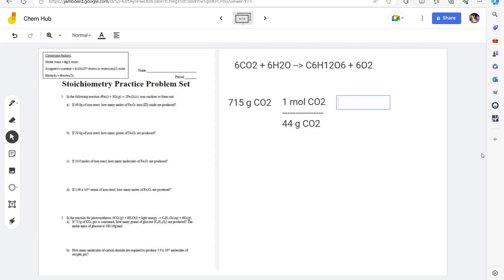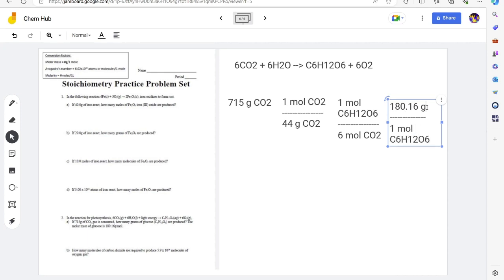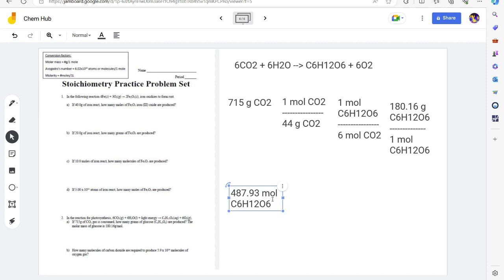Next, we'll convert to moles of glucose. So for every mole of C6H12O6, we have 6 moles of CO2. Next, we're going to convert to grams. As given in the problem, we know the molar mass is 180.16 grams over 1 mole of C6H12O6. And that is all the calculating we need to do. So let's plug this into our calculator: 715 divided by 44, divided by 6, multiplied by 180.16. And we get about 487.93 grams.